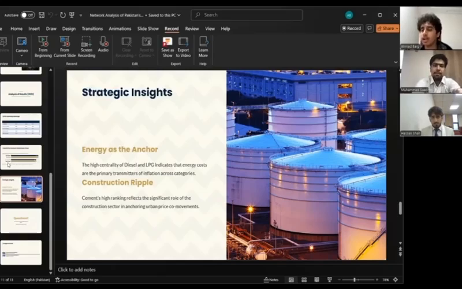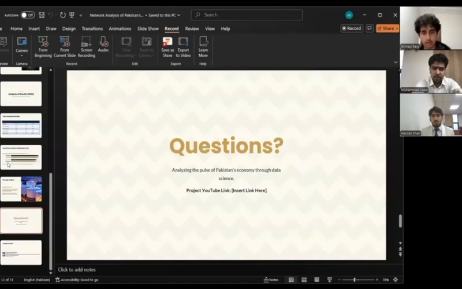Ultimately, our network analysis provides a clear strategic insight. Energy and construction are the true anchors of Pakistan's current inflationary web. Policies aimed at controlling retail food prices will likely fail if underlying nodes, diesel and cement, are left unmanaged because they are the primary transmitters of economic volatility. Now, moving on to the last slide, slide number 12.